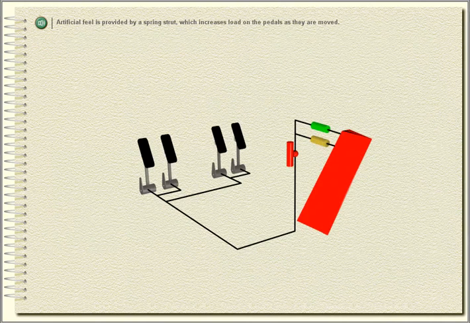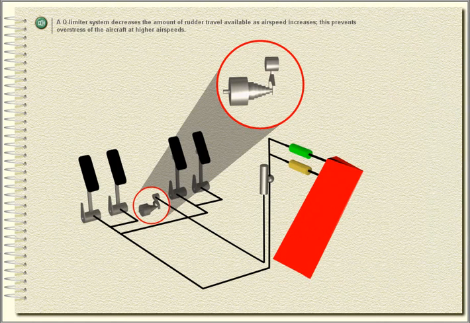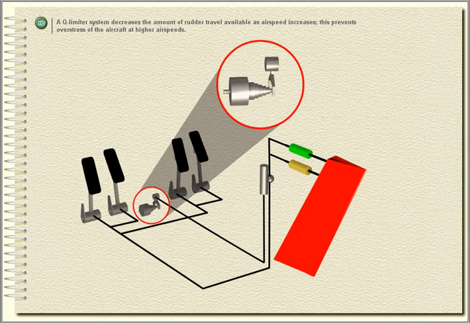Artificial feel is provided by a spring strut, which increases load on the pedals as they are moved. A Q limiter system decreases the amount of rudder travel available as airspeed increases. This prevents overstress of the aircraft at higher airspeeds.